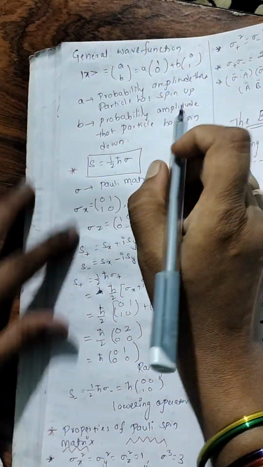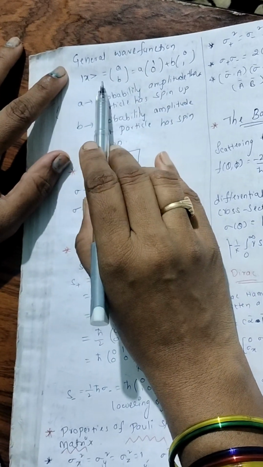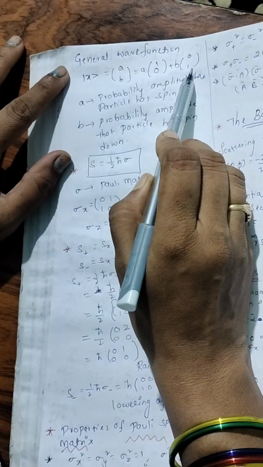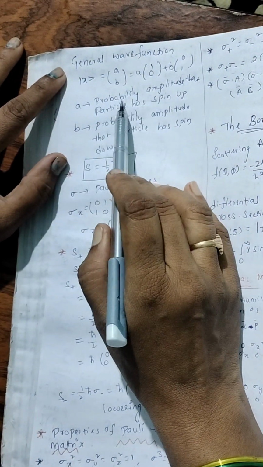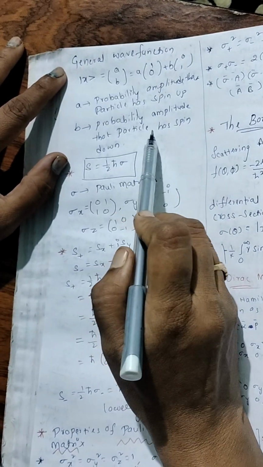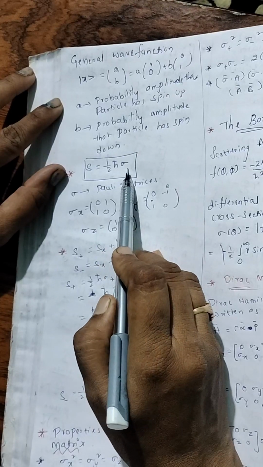Now next, general wave equation. Dirac ket X is equal to AB. That is equal to A 1, 0 plus B 0, 1. The general wave function. A, what is the A? Probability amplitude that particle has spin up. B, particle has spin down. So S is equal to half h cut sigma.